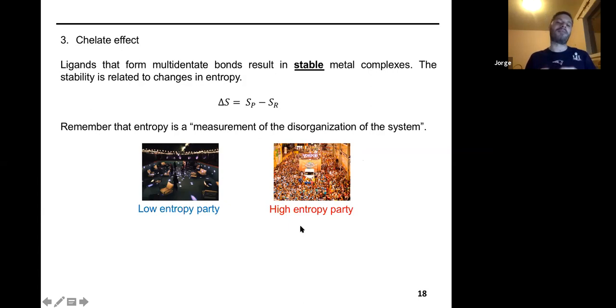And that's the same with chemical reactions. Reactions that increase the entropy are probably going to be spontaneous, okay? We are always looking for an increase of the entropy. So now let's take a look at how the chelate effect enhances the entropy of a system.